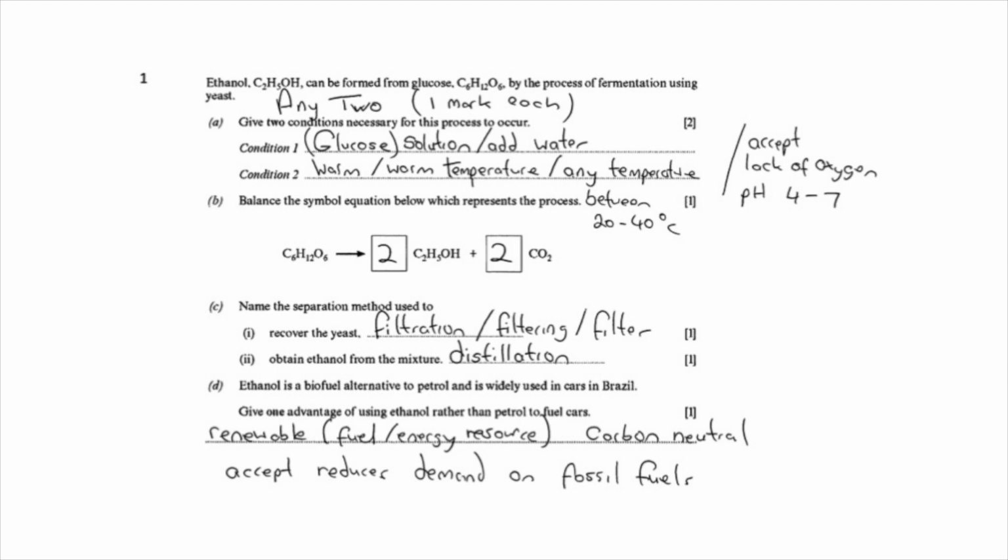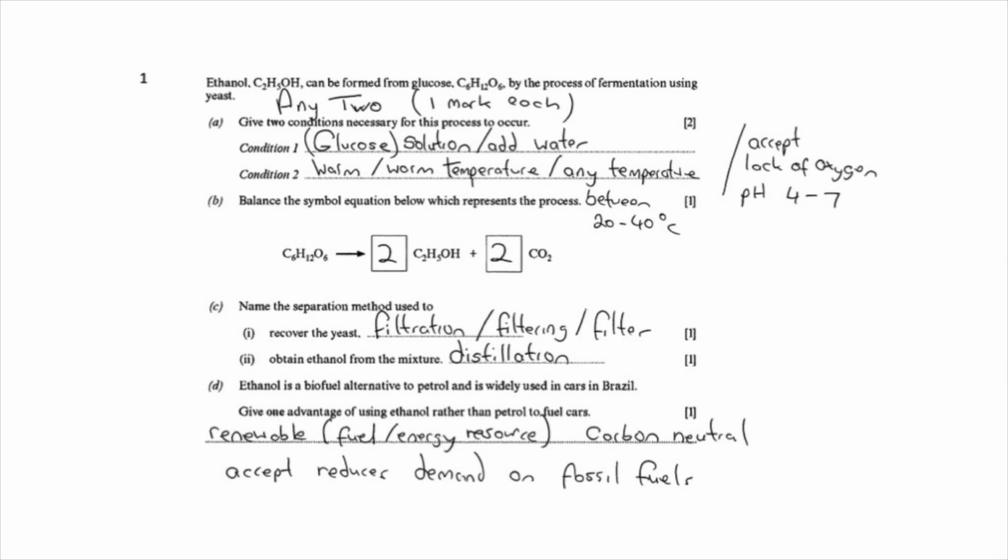Now for part C it says name the separation method used to recover the yeast. So for 1 mark they'll accept filtration, filtering or filter. For part 2, obtain ethanol from the mixture. Well, I obtain ethanol from the mixture by distillation.